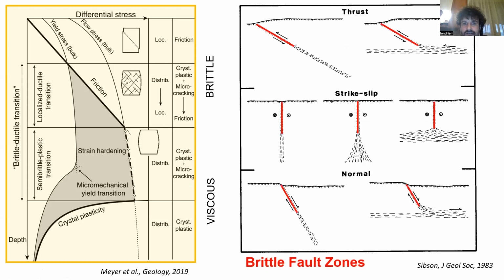if normally the viscous root of a thrust zone is like this, or the same in other contexts. So just to make things a bit clear, in this presentation we will just drop completely this part, the viscous roots of our crustal fault zones. But we are going to talk about brittle fault zones, so those forming by brittle deformation in the upper crust.